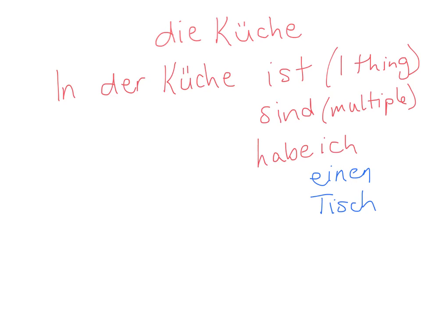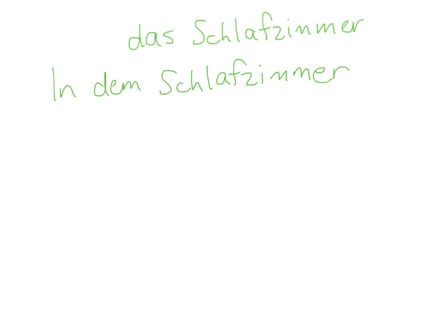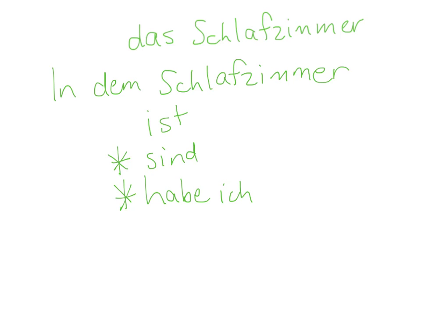Let's have a look now at a das word, because of course lots of rooms are das. Okay, so talking about your room, you could say in dem Schlafzimmer, because das words change to dem with this word in. In dem Schlafzimmer, and again you've got ist, sind, or habe ich. Now I'm guessing for most of you, you're going to use either sind or haben, because generally we have more than one thing in our room, unless you just are minimalist.